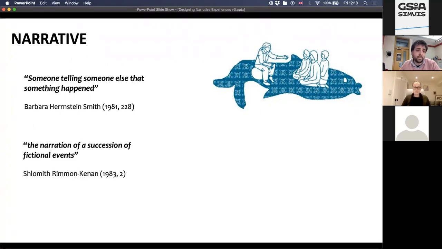So, different approaches, okay? Some of them based on the definition of fictionality versus reality, or some of them focus on the act of narration, the enunciation, as it is called in narrative studies, okay? It needs to be communicated to someone else.